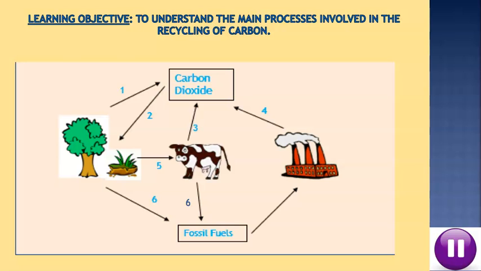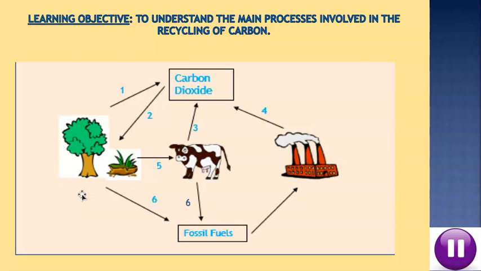And number six, which is an arrow from both plants and animals, is that production of fossil fuels, which happens when animals and plants die. Now, what you can also say for number six is that not all plants and animals will become fossil fuels. Microorganisms will also decay plants and animals, which means that carbon dioxide will be released back into the atmosphere because the microorganisms will also be respiring.